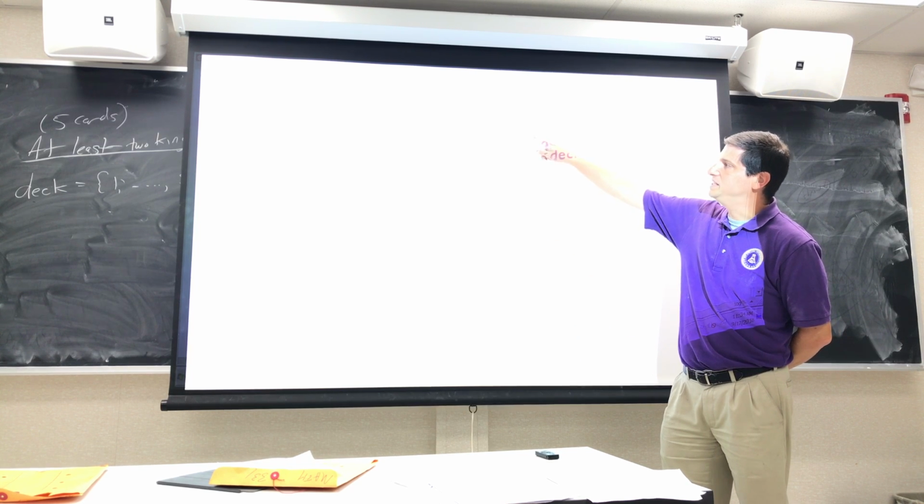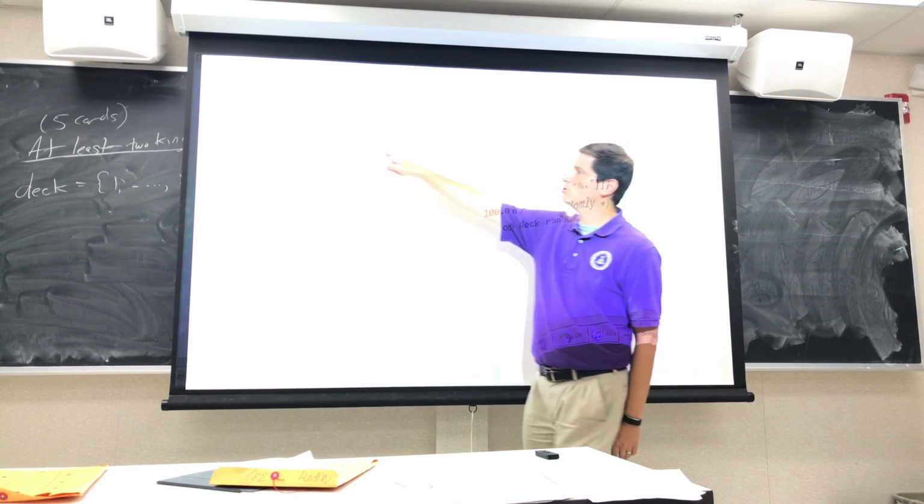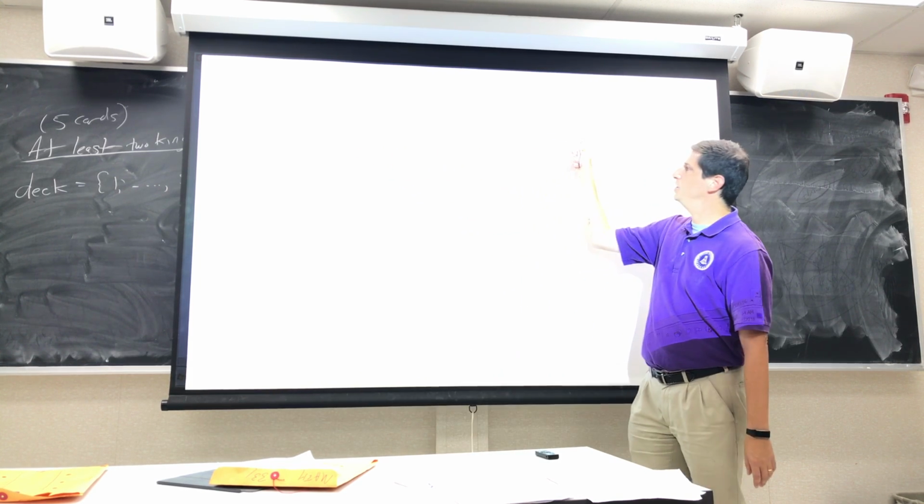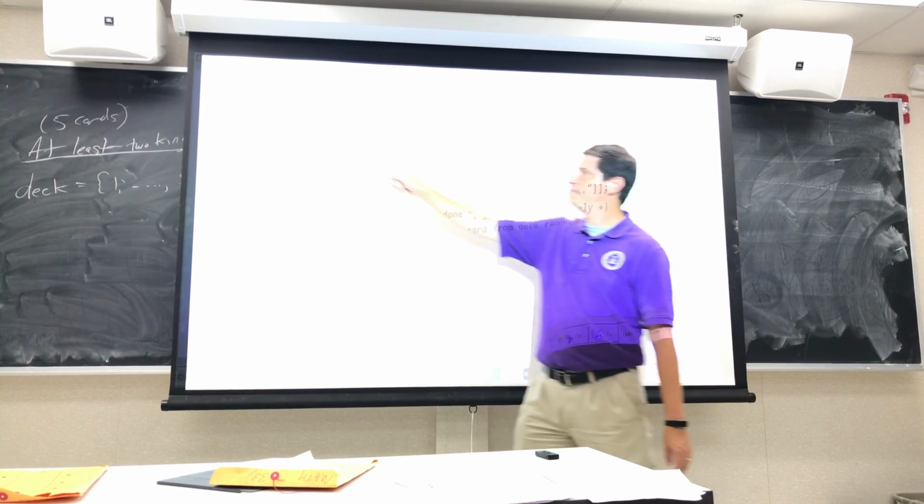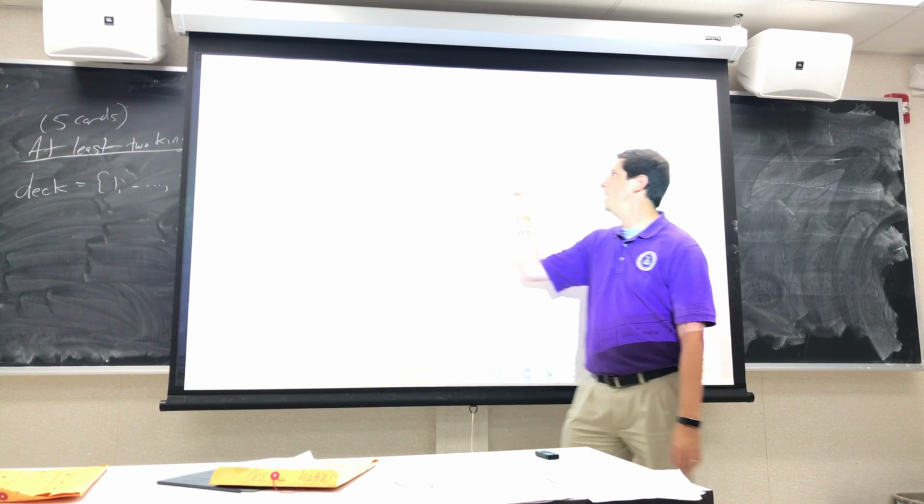So now I'm going to have my deck defined as follows. If the number goes from 1 to 4, I'm going to put in a 1. If I go from 5 to 8, I'm going to put in a 10. And if I go from 9 to 52, I'm going to put in a 0.